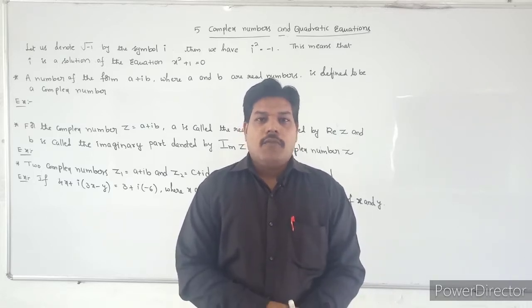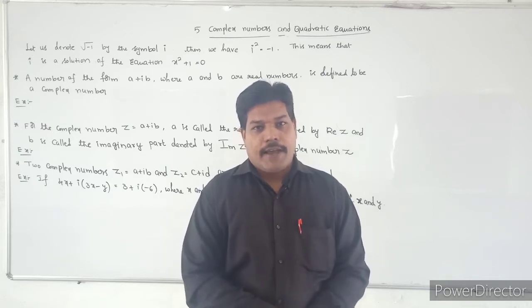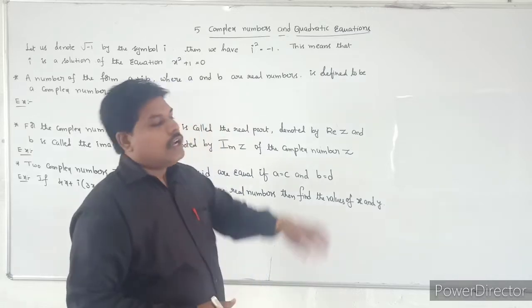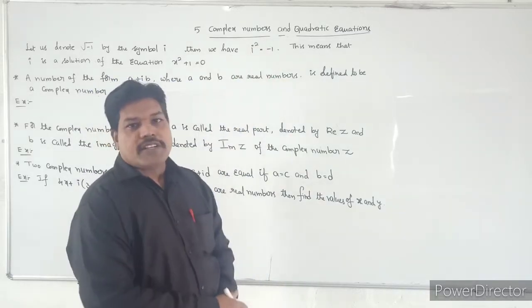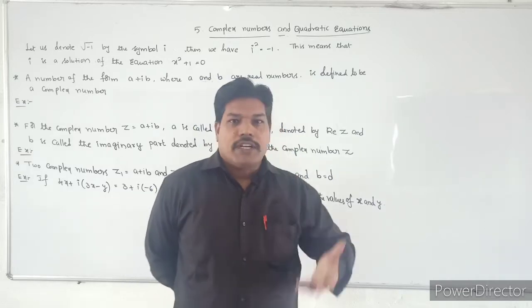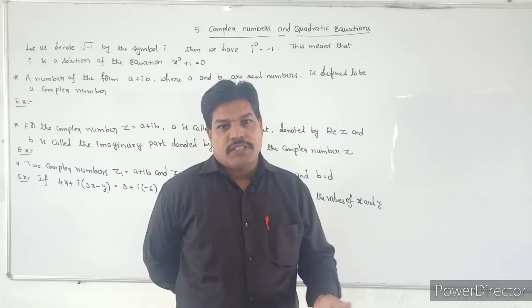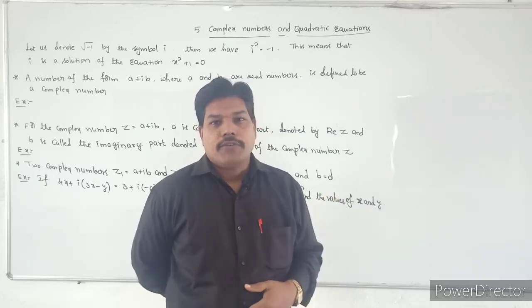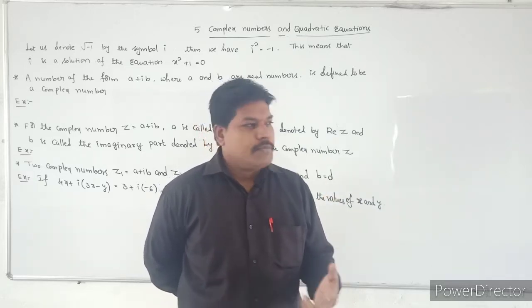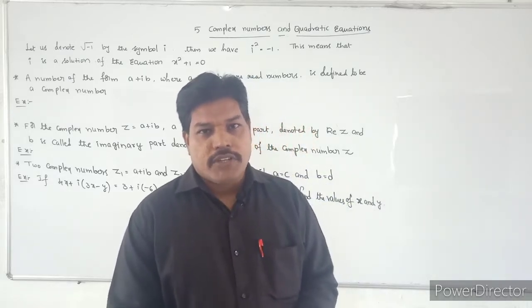Okay. So we are going to start the next chapter, chapter number 5, complex numbers and quadratic equations. We know natural numbers, integers, whole numbers, rational numbers, like this. So here we are going to start the complex numbers. What is the meaning of complex numbers and what is the necessity to start them?